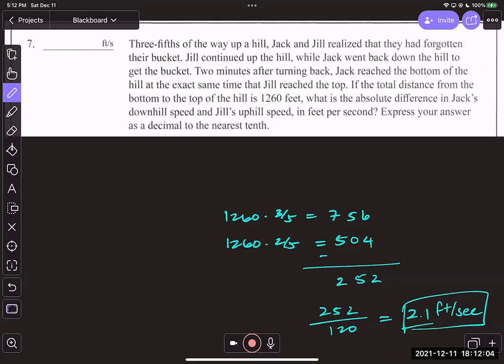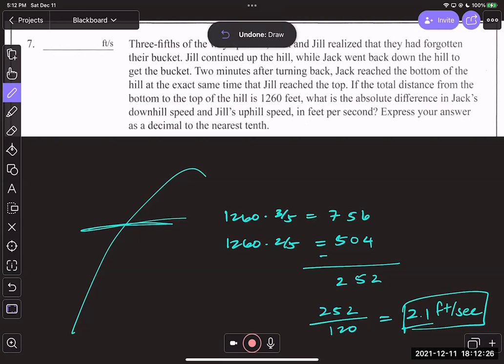So this is correct. Do you know why you did it this way? Can you explain why this is the method? I drew a hill and divided it up into fifths. Yeah, so 3/5 of the way, this is where they were. That's a little bit more than 3/5, but okay.